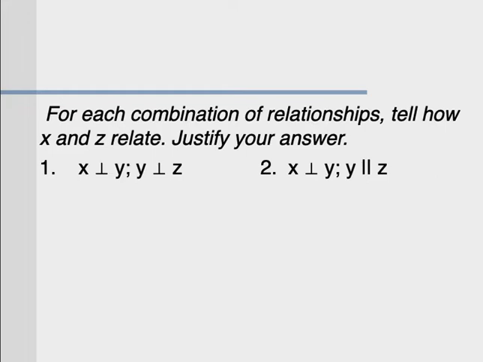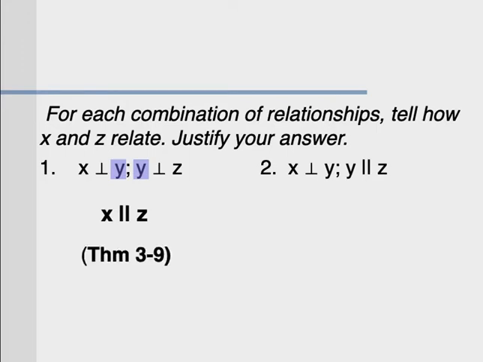For each combination of relationships, tell how X and Z relate. Justify your answer. A tip on these is to highlight the line names that repeat. And then look at your summary of the three theorems from today. If you have two perpendiculars, what does that get you? If you put together the line names left and you say two perpendiculars get you a parallel, well done. Which theorem was that?